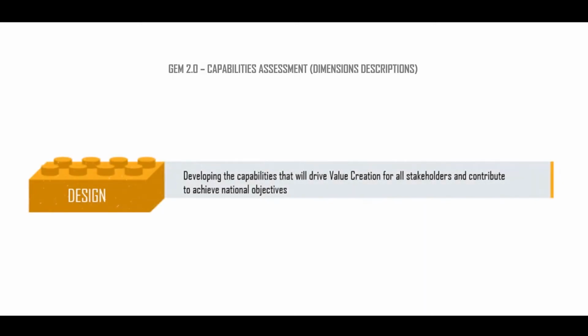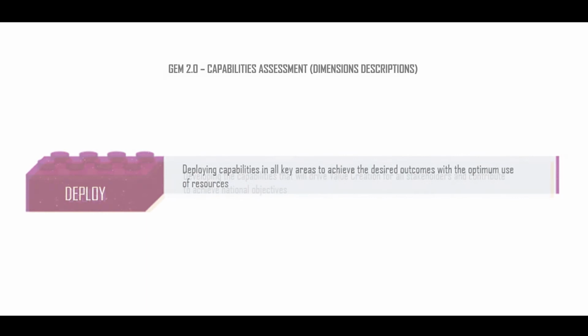1. Design. The process of developing the capabilities that can drive value creation for all the stakeholders, and the extent to which the design of specific capabilities can help achieve at the highest level, i.e. national objectives. Number 2, deployment. The process of deploying capabilities in all the critical areas of government entities in order to help achieve the desired outcomes, and doing so by making the best use possible of available resources.